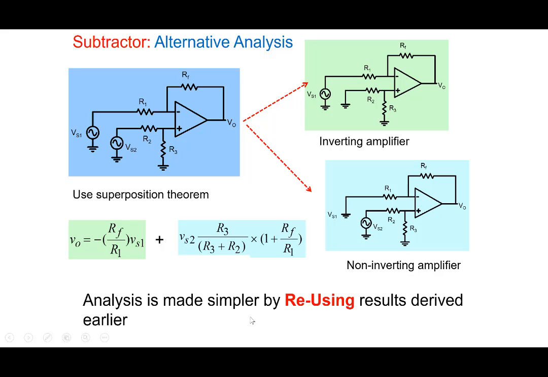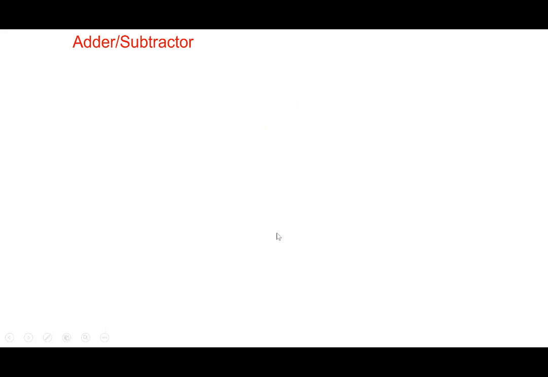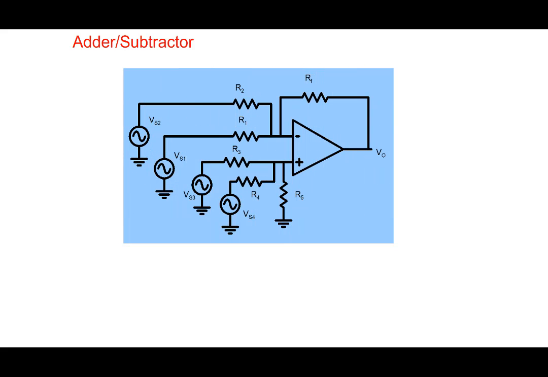And so analysis is made simpler by reusing results derived earlier here. So there's no need, if you can break the circuit into elements whose results you're already familiar with, so you use that to very quickly analyze and get the results that you want here. All right, so in these cases, it looks complicated, but conceptually fairly simple. We have several voltages, VS1, VS2, VS3, VS4 here.